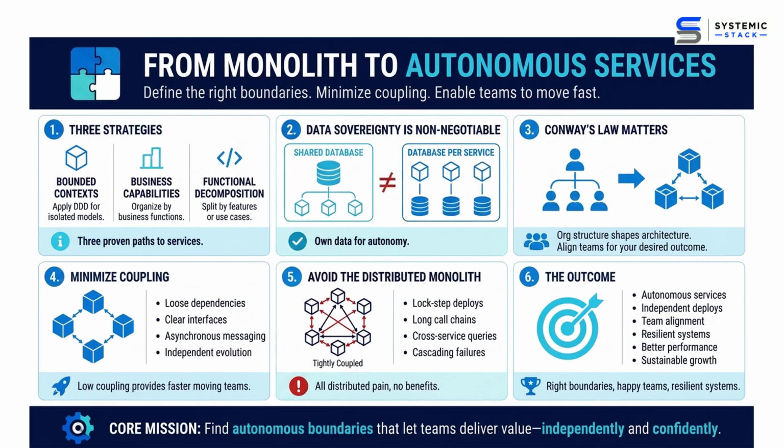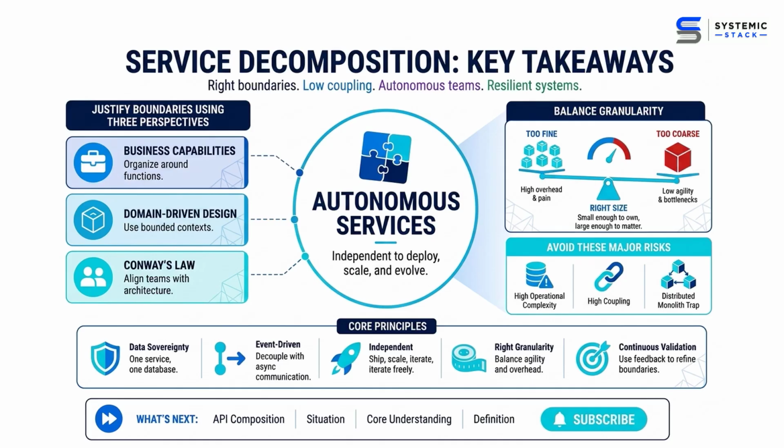In a system design interview, you've got to demonstrate that you understand how Conway's law influences these boundaries. It's all about minimizing coupling so each service can evolve independently. Now you've got the mental model to justify exactly where those lines should be drawn and why. That wraps up our look at service decomposition. In an interview, don't just pick a pattern at random. You've got to justify your boundaries using three main perspectives: business capabilities, domain-driven design, and team alignment via Conway's law. Explain how you're balancing granularity to avoid the overhead of nanoservices while dodging the pitfalls of a distributed monolith.